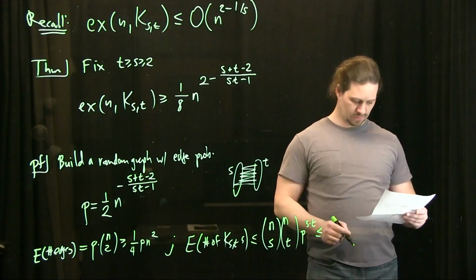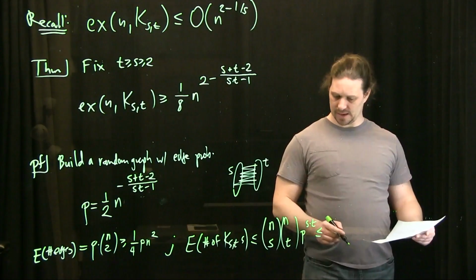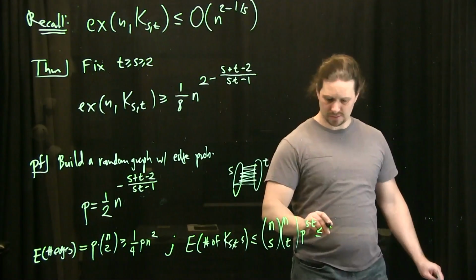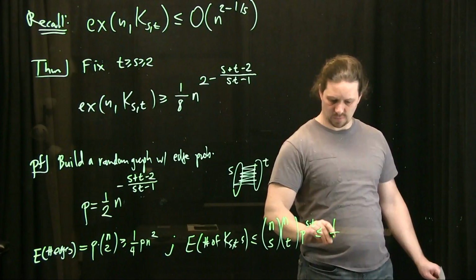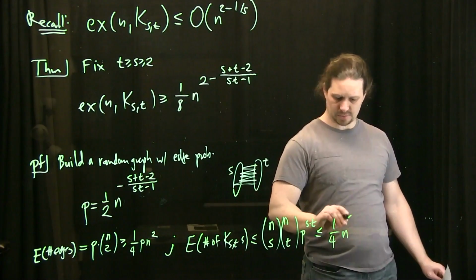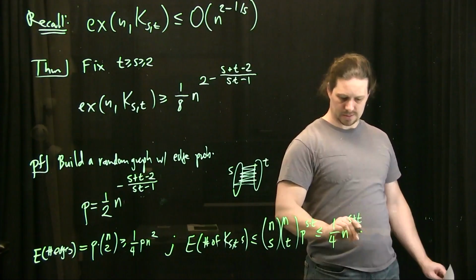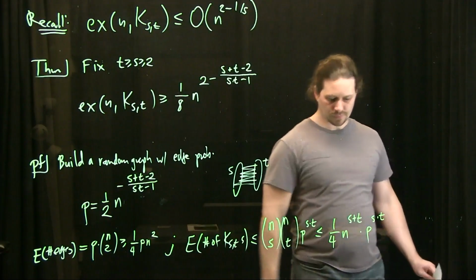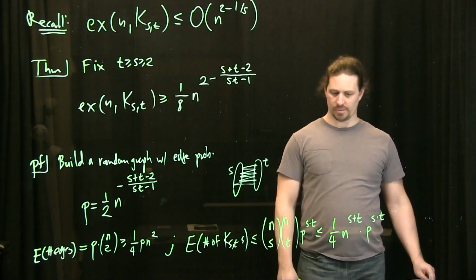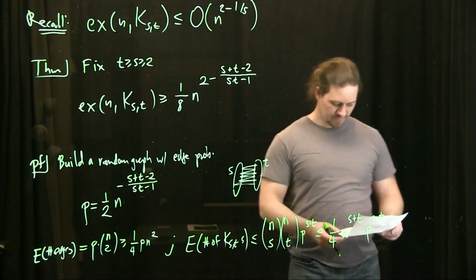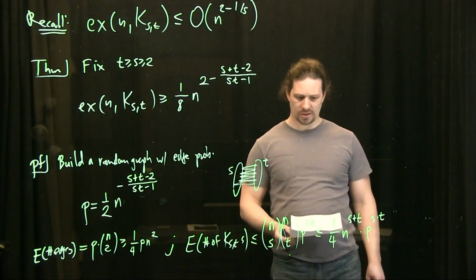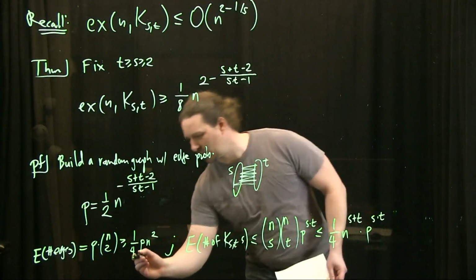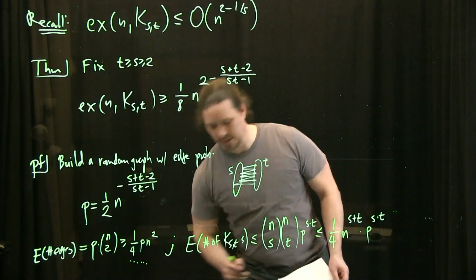So I can rewrite this as, actually, do I want n over 2? Yeah, let's write this. So this is going to be at most 1 over 4 n to the s plus t times p to the s times t. Okay, that's an upper bound on those guys there. So I want to further massage this into something that's workable, that resembles this quantity here, so we can do a little bit of computation at the end.